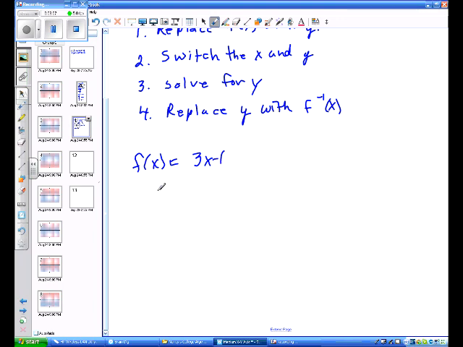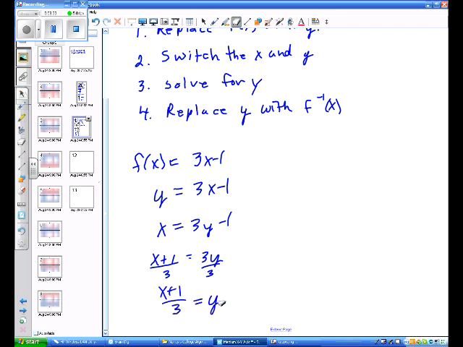Okay, we replace the f of x with y. We're going to switch our x and y, so I'm going to have x equals 3y minus 1. Then we want to solve for y, so we will add 1 to both sides and divide both sides by 3. So I get (x plus 1) over 3 equals y.